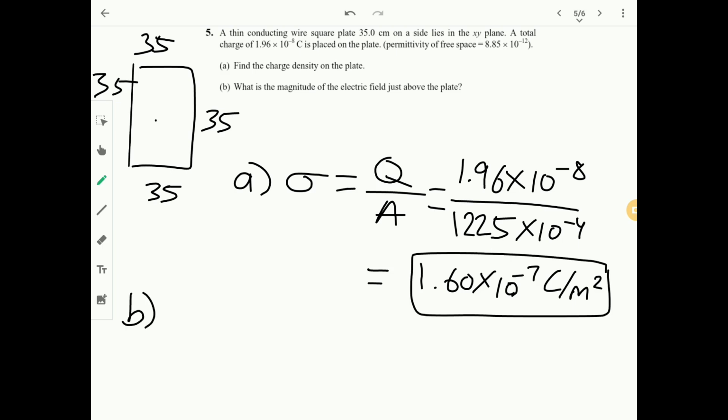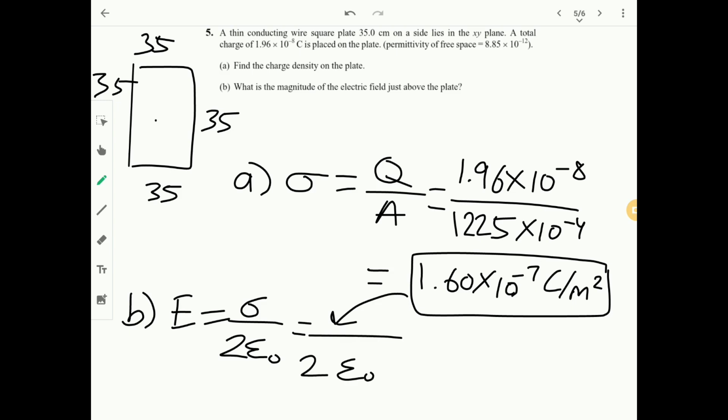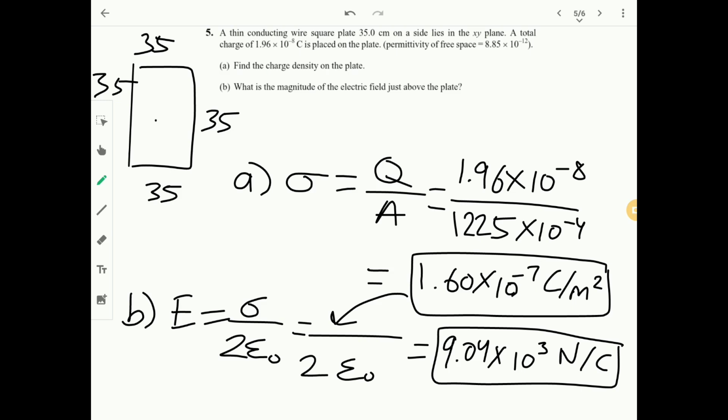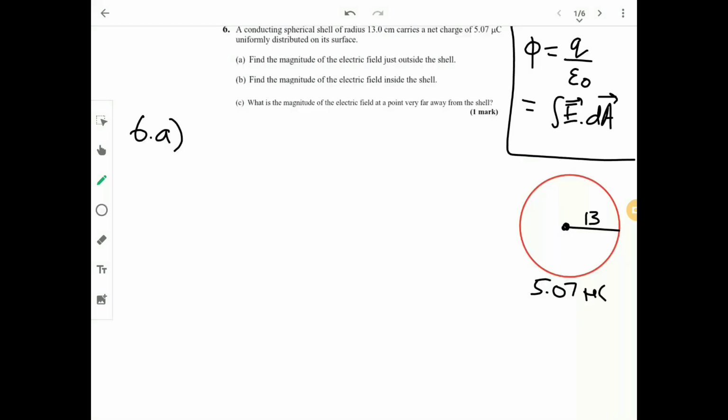Part B, electric field. You should memorize the formula. It's sigma over 2 epsilon 0. So this over 2 epsilon 0, I'm not going to write the number. And you should get 9.04 times 10 to the power of 3 newtons per coulomb. Significant figures are very important. Since we have 3 on both sides, we should always put 3. That's question 3 to 5 done. Let's move on to question 6.